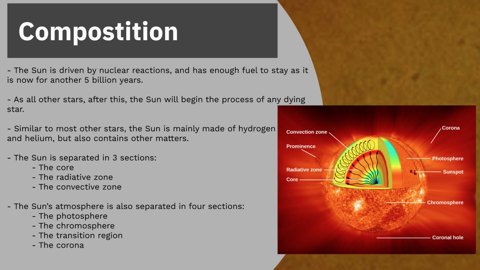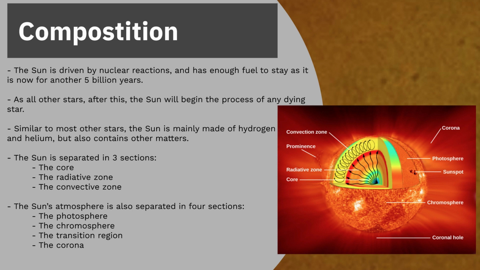The last layer is called the convective zone. This represents 66% of the Sun's volume, but only a little more than 2% of its mass. The majority of this zone is taken by rolling convection cells of gas. 2 types of these cells exist. First, the granulation cells, 1,000 kilometers wide, and the supergranulation cells, about 30,000 kilometers wide.